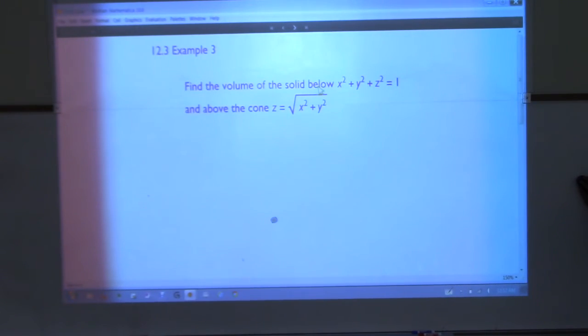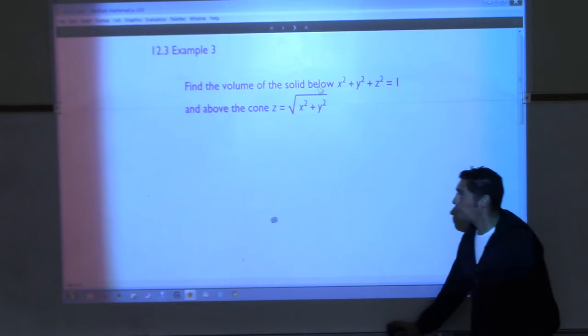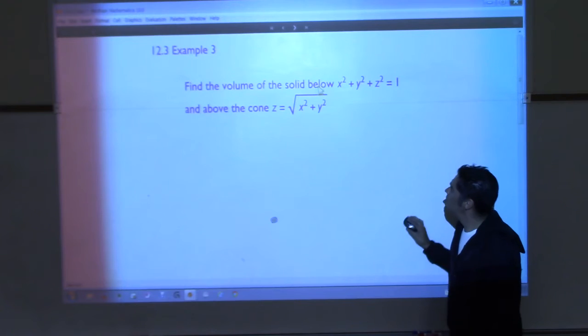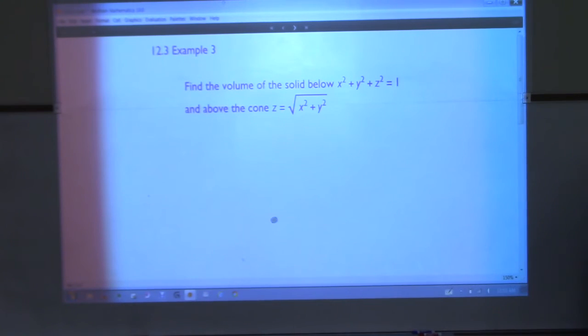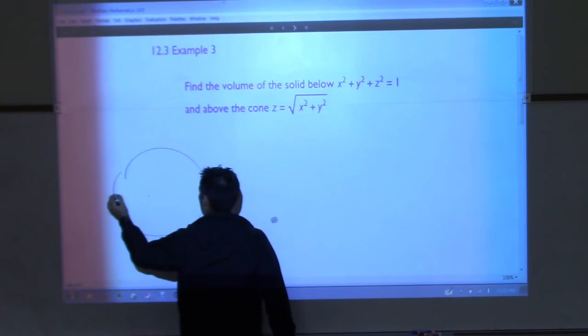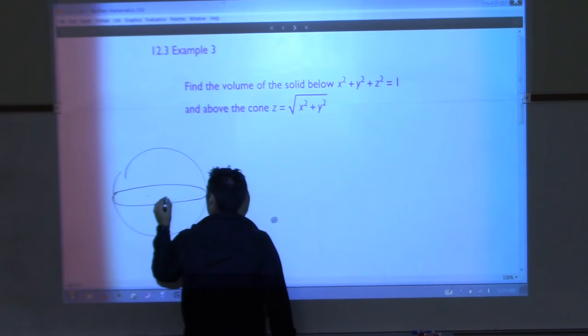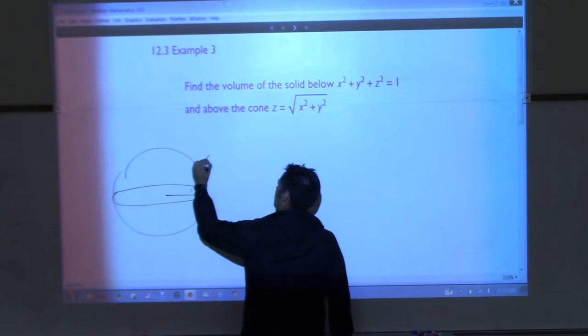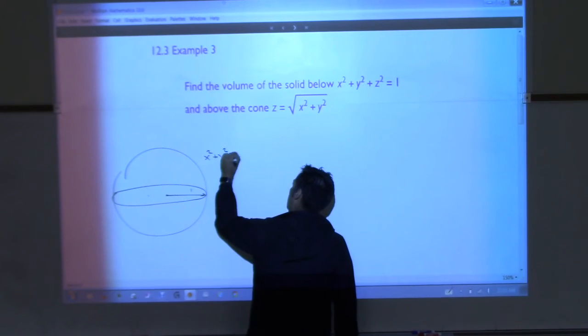Let me do this example and I think it'll become hopefully more apparent. Find the volume of the solid below x squared plus y squared plus z squared equals 1 and above the cone z equals the square root of x squared plus y squared. So do y'all know what x squared plus y squared plus z squared equals 1 looks like? It's a sphere, right? Unit sphere.